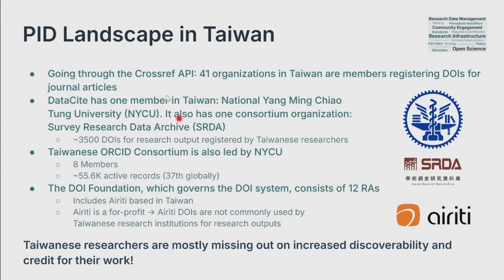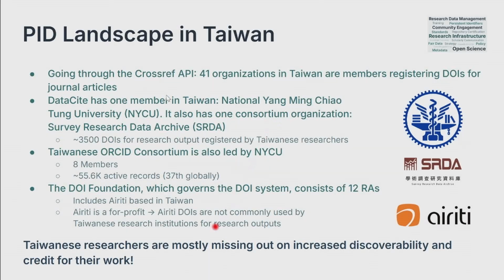DataCite only has one member in Taiwan, NYCU. It also has one consortium organization, SRDA here in Academia Sinica. Of the 106 million plus DOIs, about 3,500 have actually been registered by Taiwanese researchers, and most of them by SRDA.